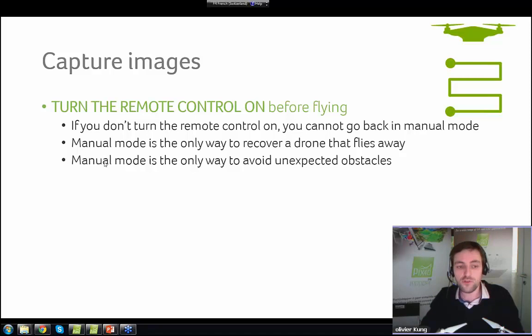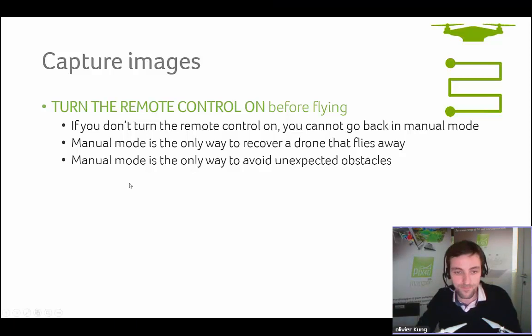But another thing to remember is also manual mode is the only way to avoid unexpected obstacles. If something happens, a helicopter drives in, or kids start to go by and so on, the manual mode is the only way you can basically really nicely take control and make sure to put the drone in a safe place.